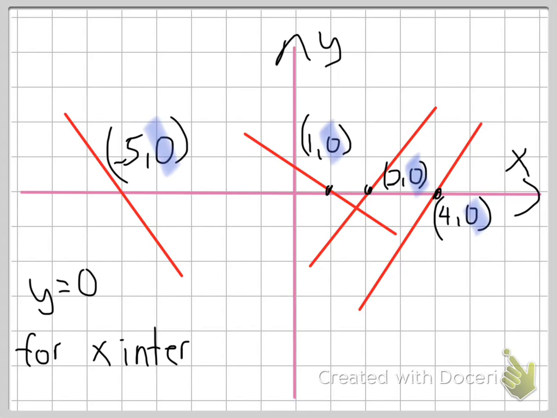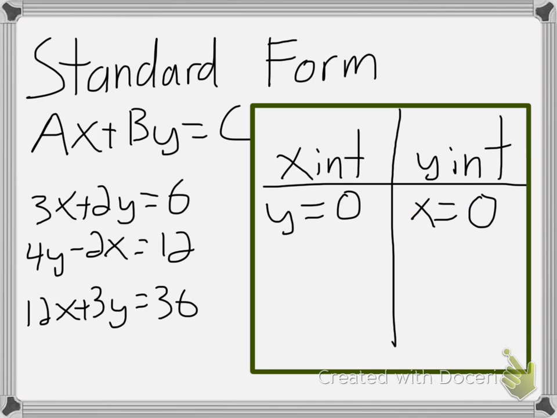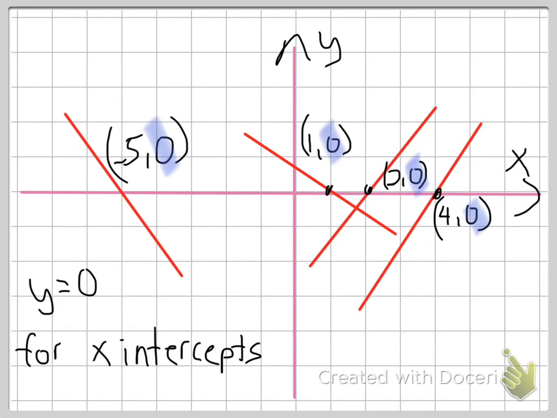Okay? So it makes perfect sense, and that's what we said here, right? For x-intercepts, we're going to set y to 0. So I'm just convincing you that it's true. Now let's go over some actual examples. Let's change this background to a chalkboard green. Okay, so let's go over just a couple of examples now.